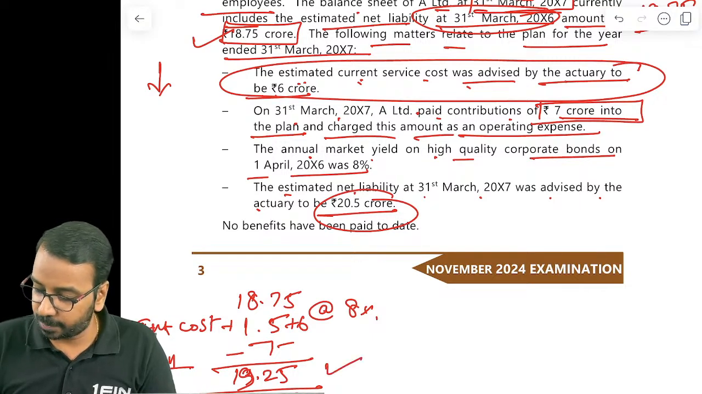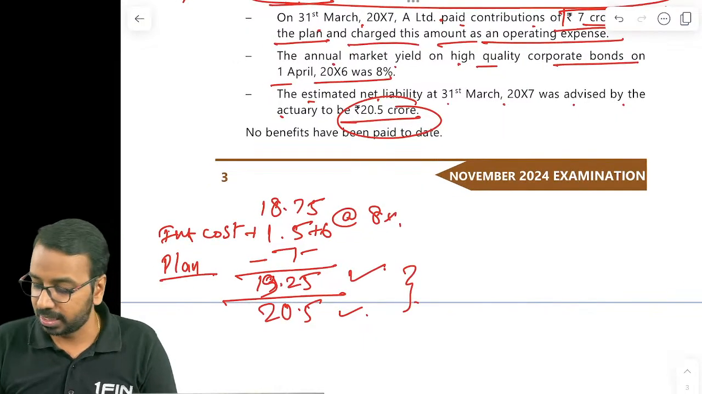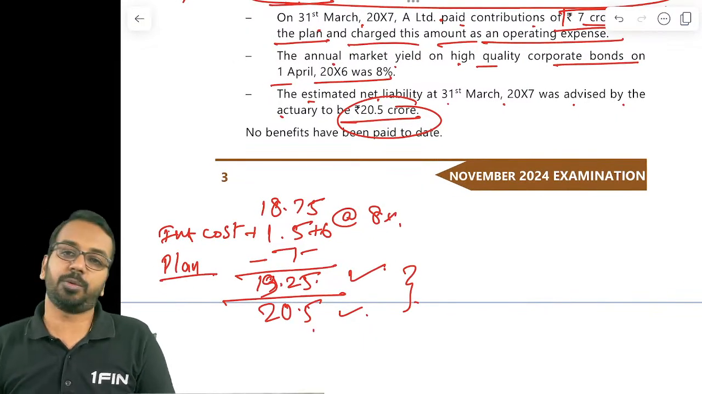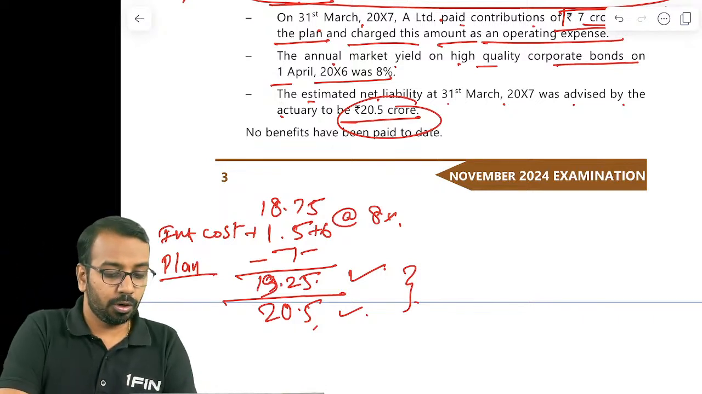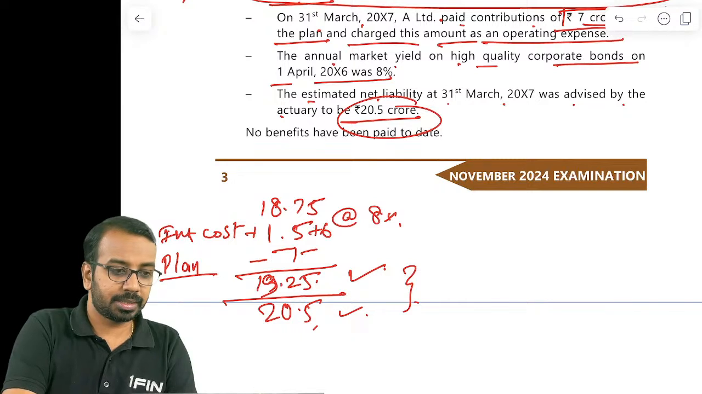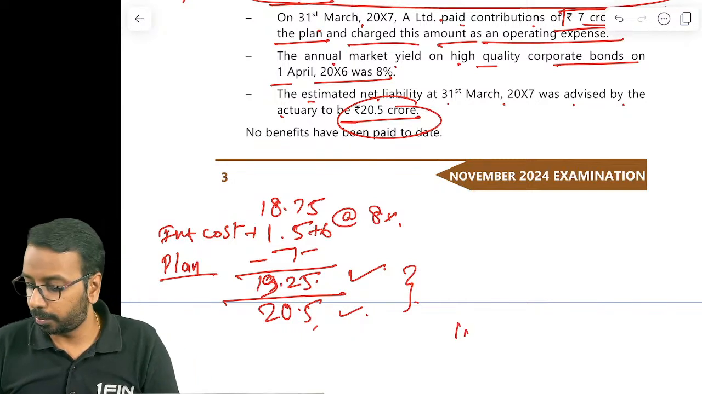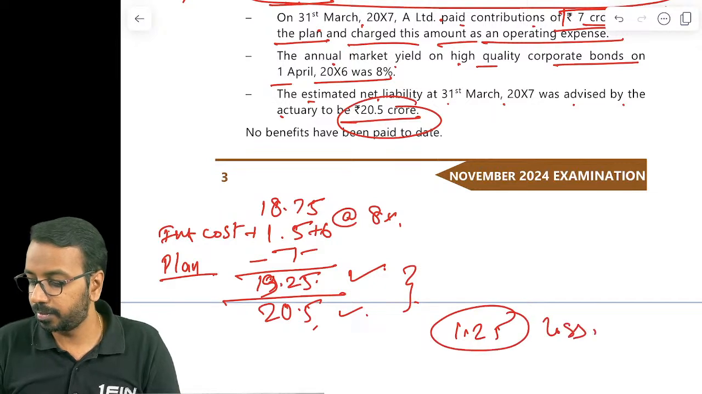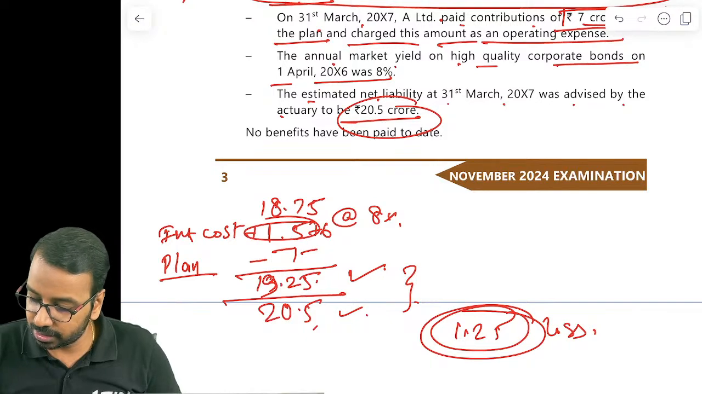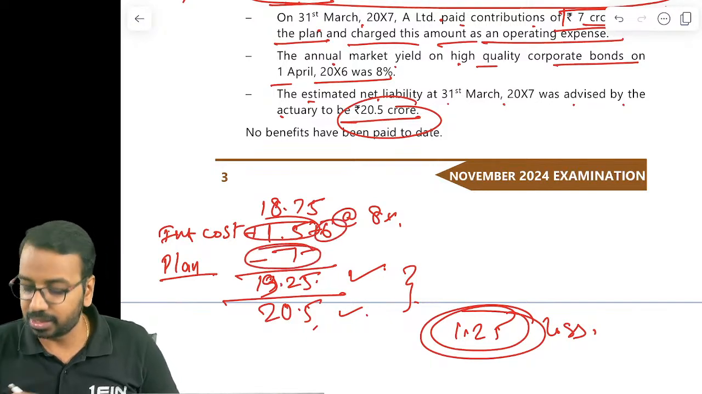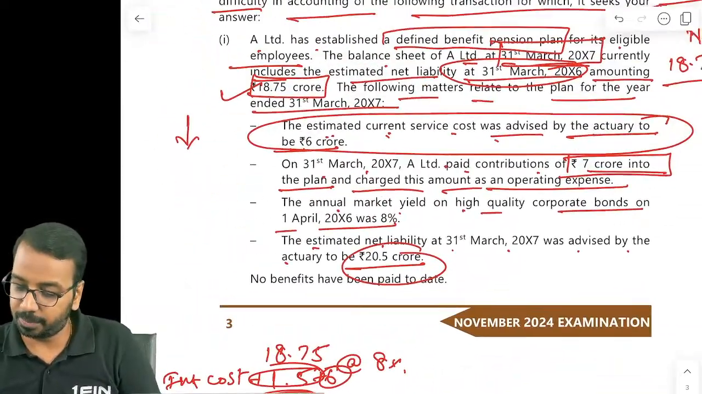Okay. So this is the expected, this is the actual. Actual minus expected. What is the remeasurement gain or loss? It should have been 19.25 liability, and now they are saying 20.5. So 20.5 minus 19.25, we get 1.25. This is our loss. Okay, so this is the loss, this is the interest cost, 6 is the service cost, and 7 is the contribution. No benefits have been paid.